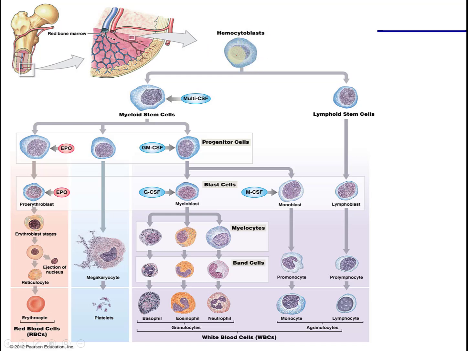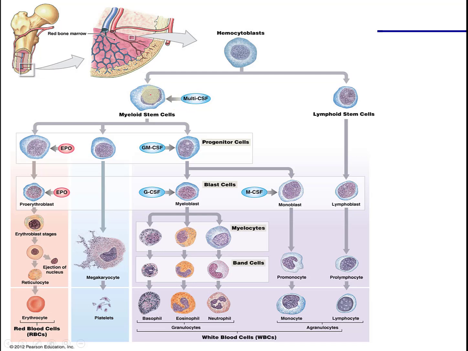And hemocytoblasts can differentiate into either a myeloid stem cell or a lymphoid stem cell. Now, lymphoid stem cells are eventually going to mature into a lymphocyte. Could be a B or a T lymphocyte. Myeloid stem cells are then going to be affected by multi-CSF. Now remember, multi-CSF nudges cells to become either a neutrophil, eosinophil, basophil, or platelet.